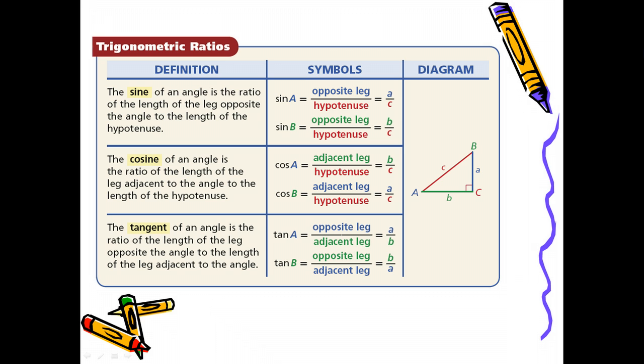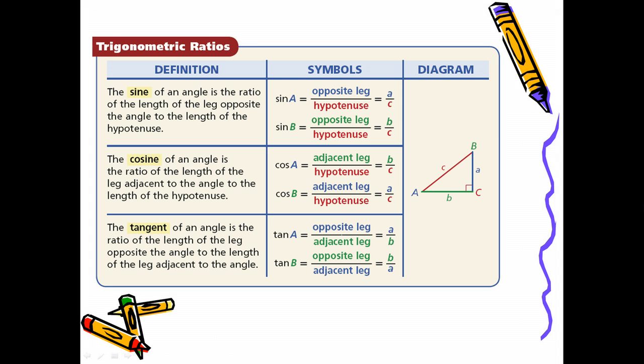By definition, the sine of an angle is the ratio of the length of the leg opposite the angle to the length of the hypotenuse. So looking at our figure, the sine of A, we have the opposite, so you could draw an arrow from A to the other side, that would be the opposite side, over the hypotenuse. The hypotenuse is always the side across from the right angle. So the sine of A is A over C. The sine of B is B over C.